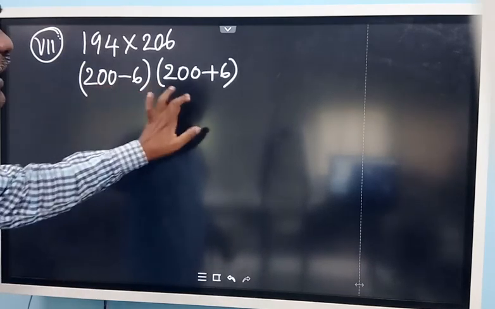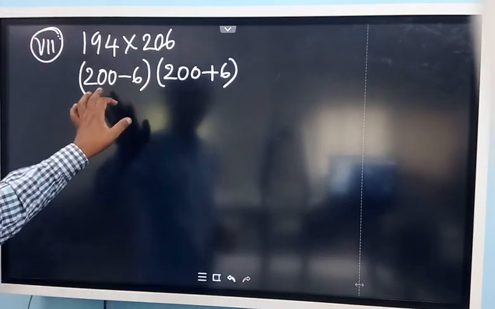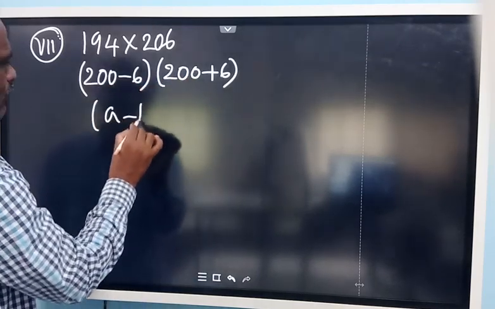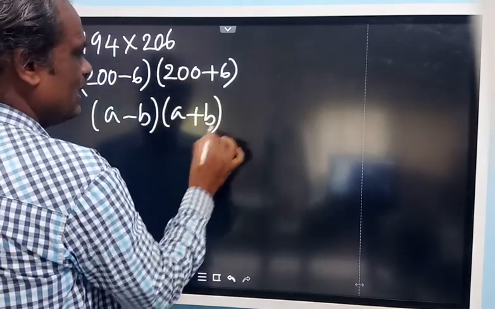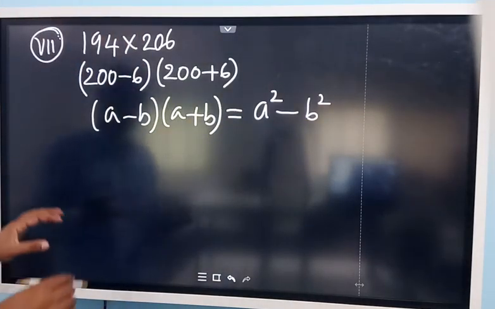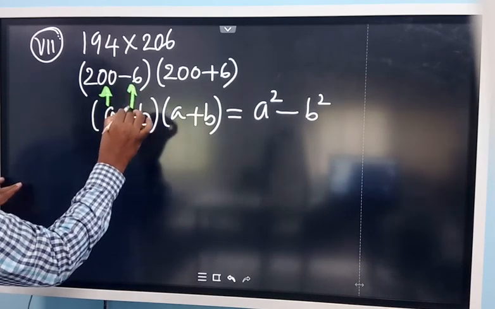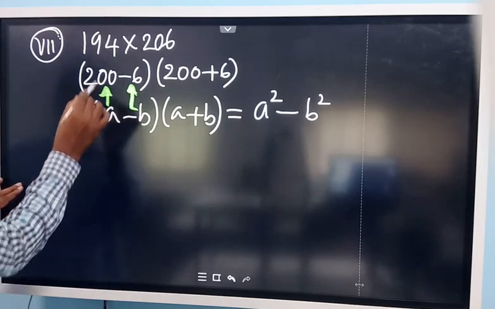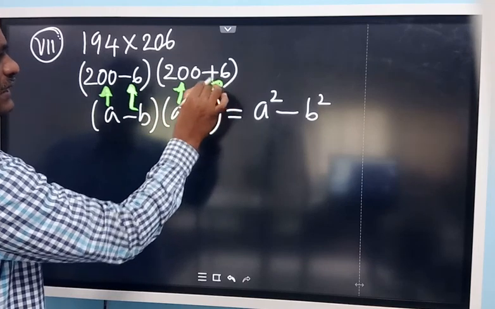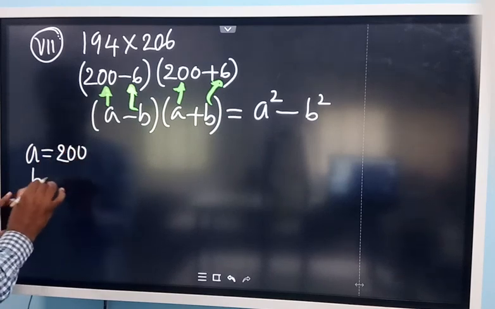Now when you look at this, you will recall one identity. What is that identity? A minus b into a plus b. So it is in the form of a minus b into a plus b, and it is always equal to a square minus b square. Now your job is to compare and find the values of a and b. A can take 200, b can take 6. Here also you can see a is 200, b is 6.